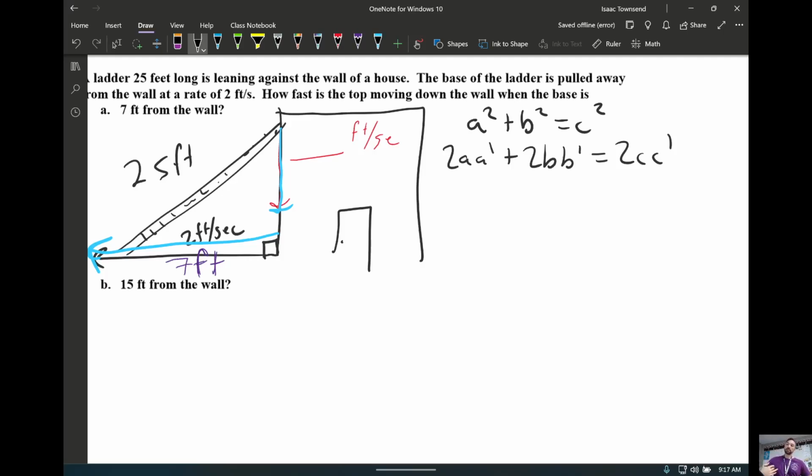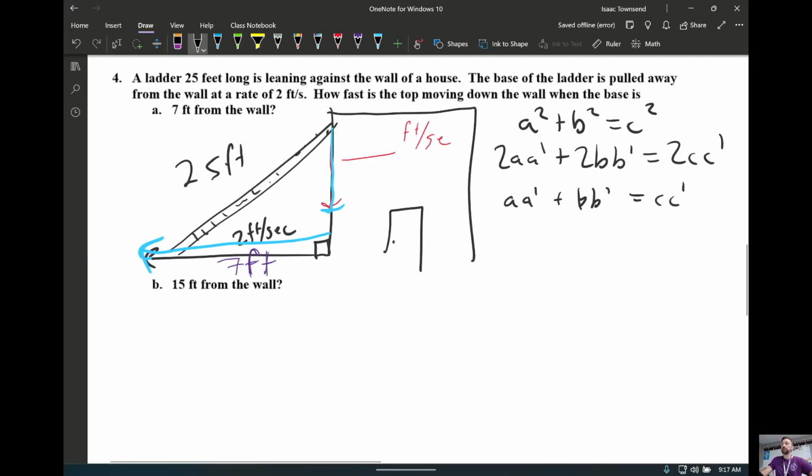Now, I'll be honest, I don't recommend this, but notice how all of these have a 2. You could divide both sides by 2. A lot of people just memorize this so that they can skip those couple steps because these questions come up so much. I don't like you to memorize it just because I'm afraid you'll miss it. It's not necessary. Pythagorean theorem, take the derivative with respect to time, and then divide everything by 2 if you want to.